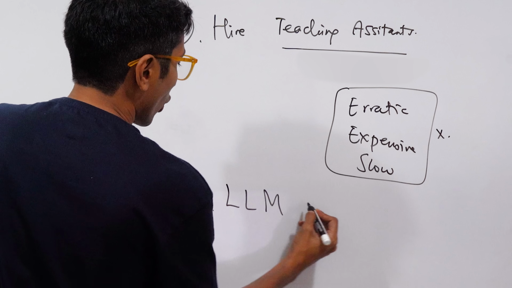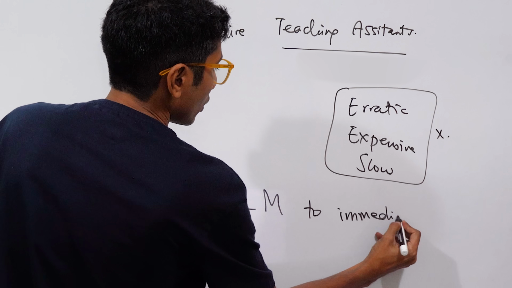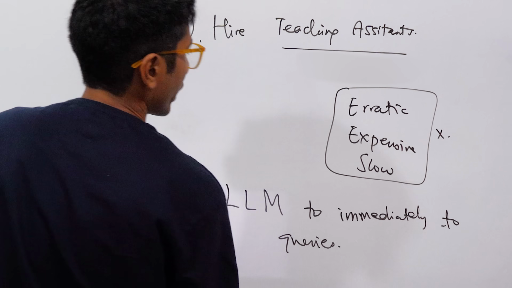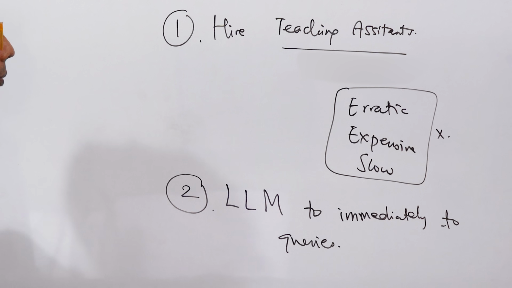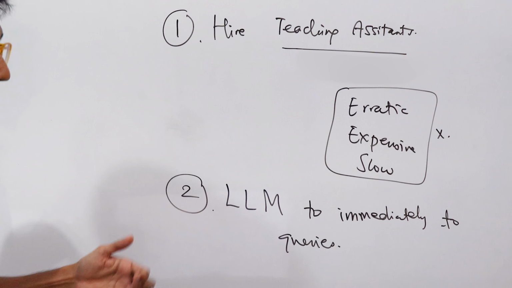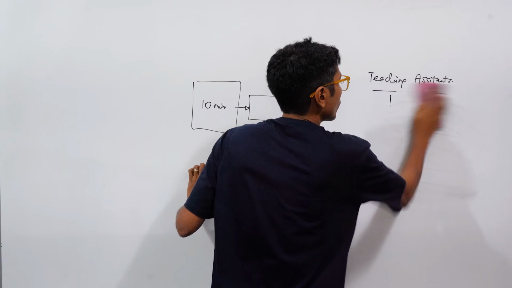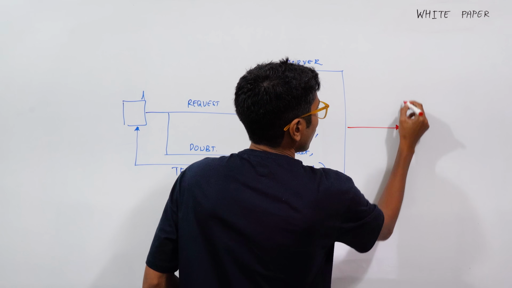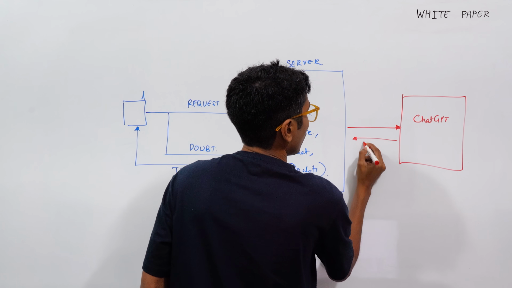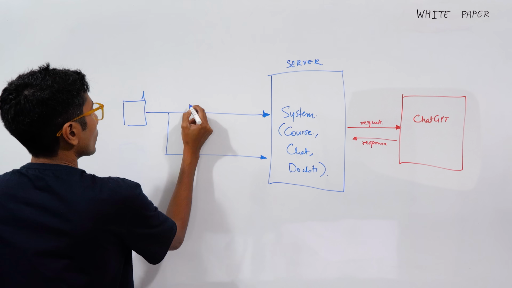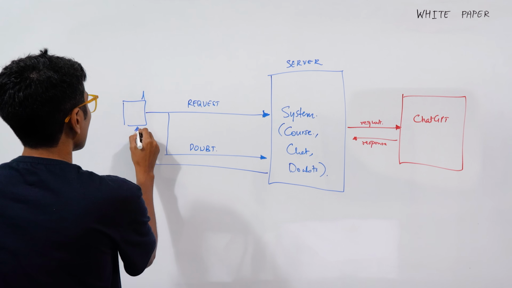Using a large language model to immediately respond to queries. All the problems here are taken away, but the quality of the response has to be ensured. How do you ensure that with a bot? The first idea was very simple. We use the plain APIs from OpenAI. So whenever a user asks a question, we forward it to OpenAI and return the response.